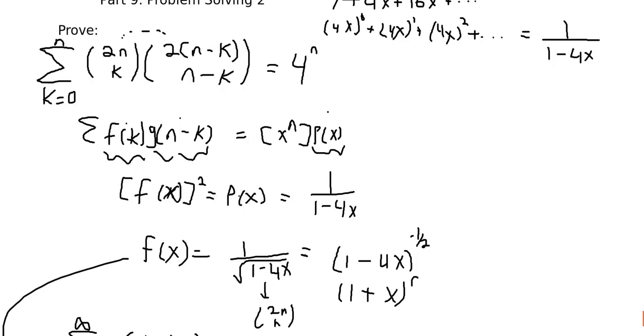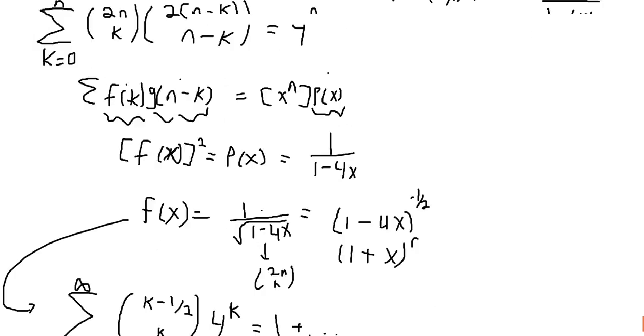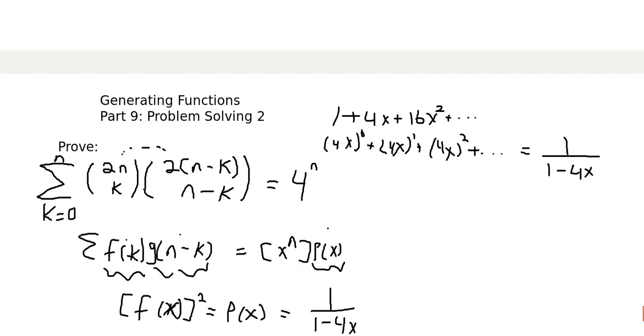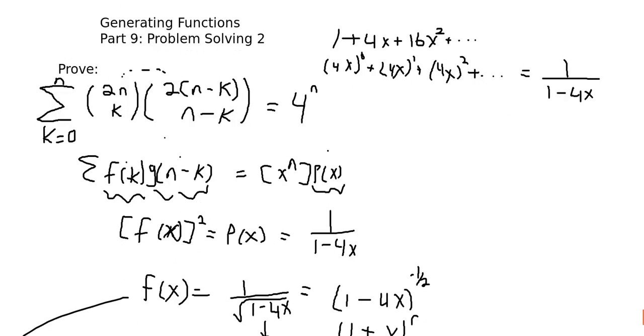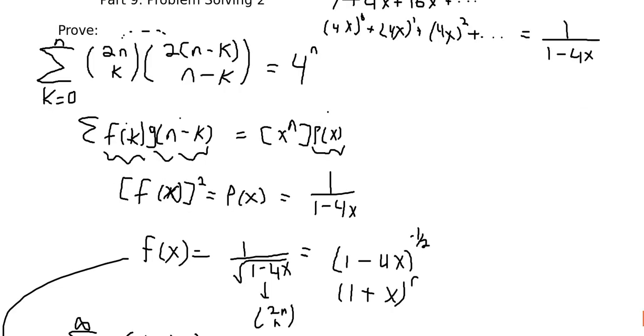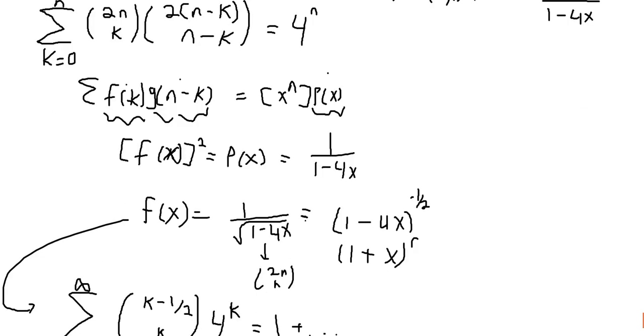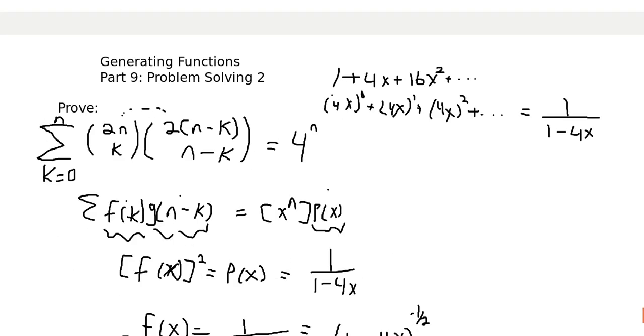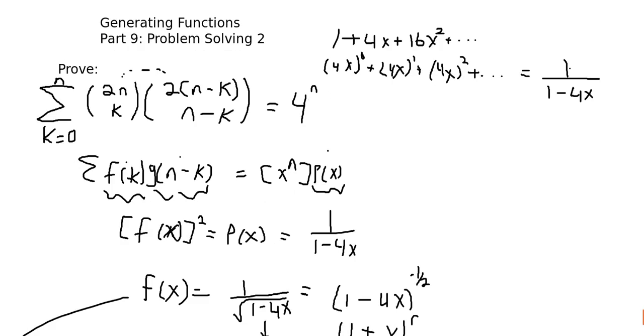And so now we know that this convolution sum will actually give us 4 to the n every time, because this is the nth term of this squared, and that ends up being 1 over 1 minus 4x, which generates powers of 4.